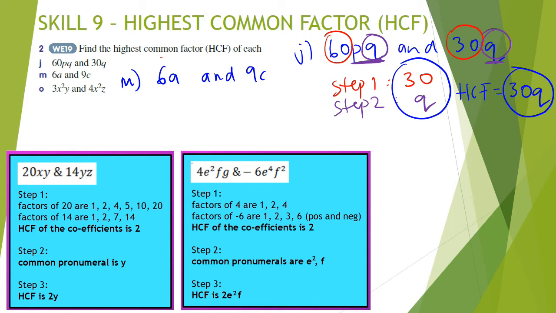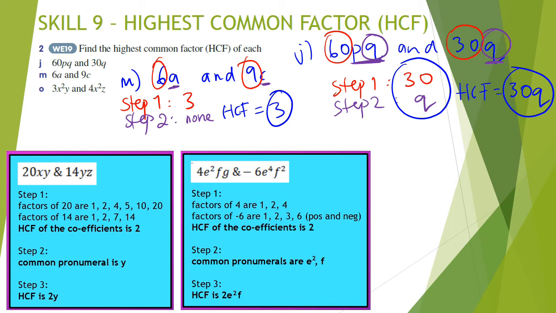And that's our answer. So if we do that again, let's look at question M, 6A and 9C. Step 1, look at the numbers, 6 and 9. The highest common factor will be 3. So step 1, our answer is 3. Step 2, do we have any common letters? We've got A and C. So step 2, there's no common letters. So our answer will simply be 3. That's our final answer. There's no common letters, so our answer is just the number 3.